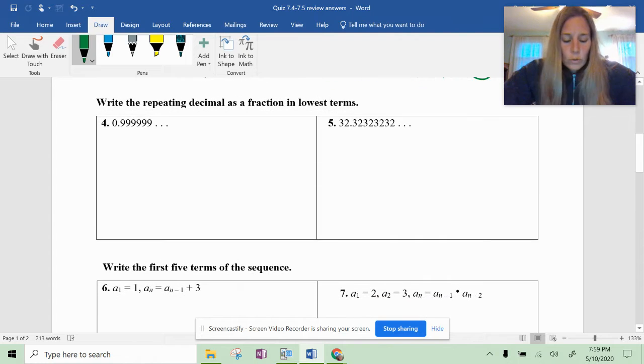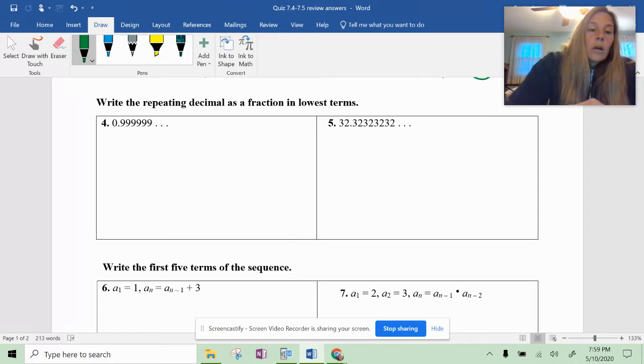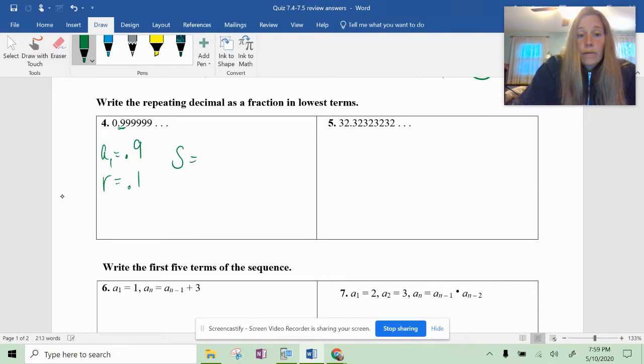Okay, so then we did use this formula to help us convert a decimal into a fraction in lowest terms. So basically, you have to remember what is repeating. In this case, just that 9 is repeating. So our a sub 1 is going to be 0.9. And since there's only one digit repeating, our r value is going to be 0.1. And then we're just going to plug it into that formula.